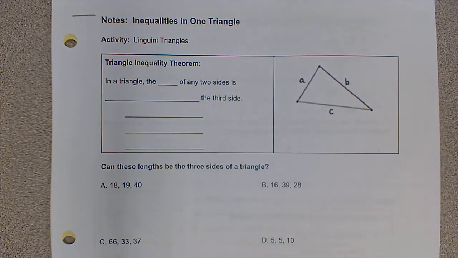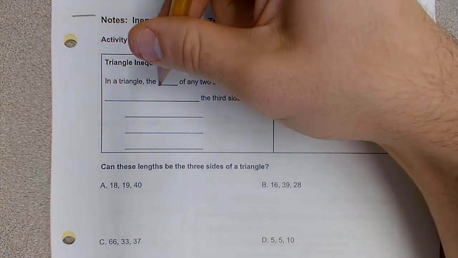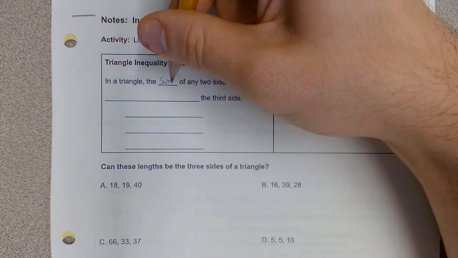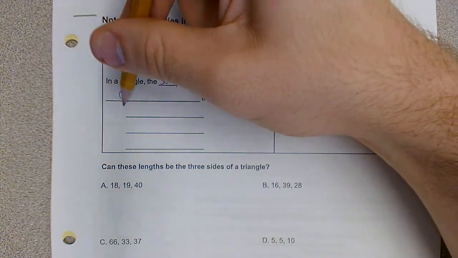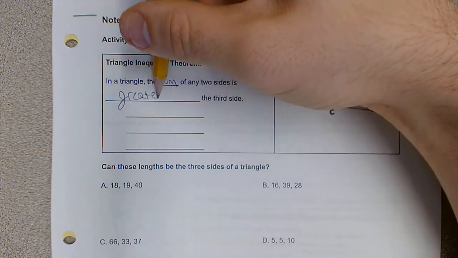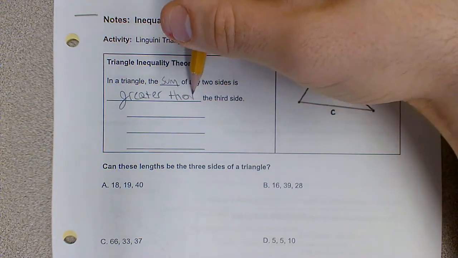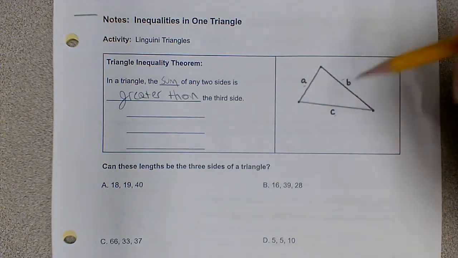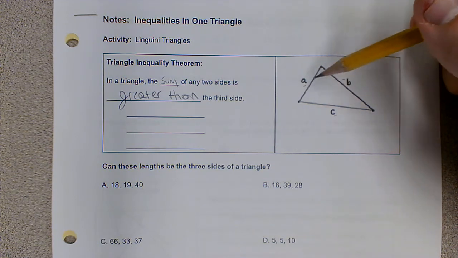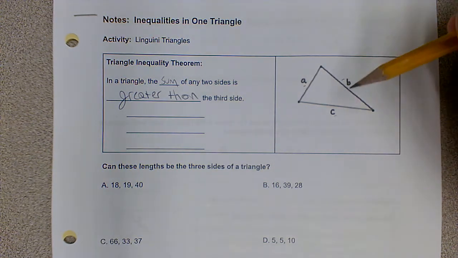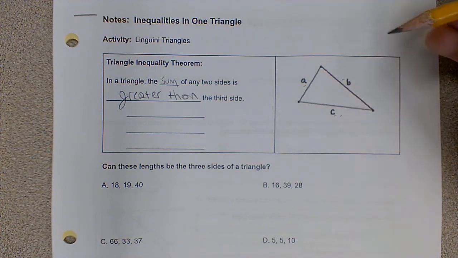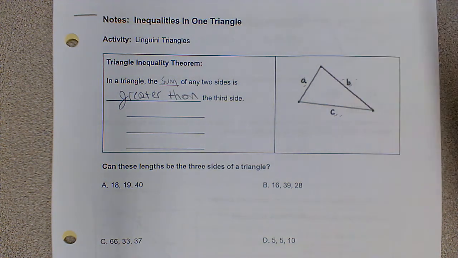So, in a triangle, the sum of any two sides is greater than the third side. So you have sides A, B, and C. Any two sides, let's say A and B, is going to be greater than the length of the third side, C. A and C is going to be bigger than B, and C and B is going to be bigger than A. These are the formulas we're going to use.